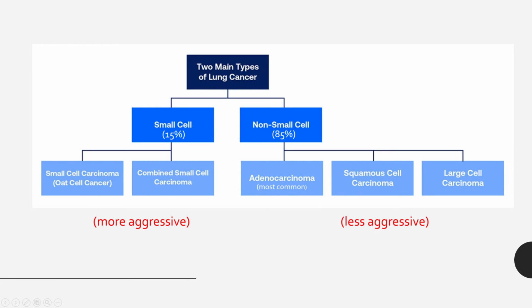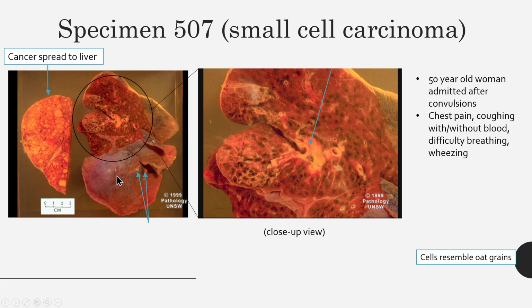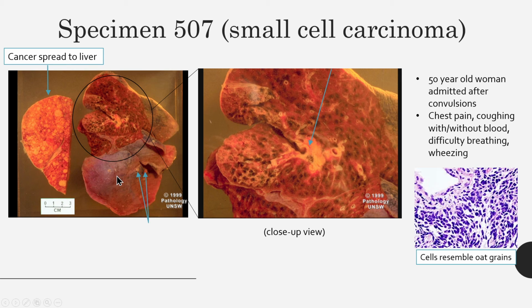Now that we have looked at specimens of non-small cell carcinoma, let's look at small cell carcinoma. As discussed at the start of this tour, this is the less common type of lung cancer that is, however, more aggressive. Small cell carcinoma is also called oat cell carcinoma because the cells look like oats grains under the microscope as shown on the image on the bottom right of your screen.